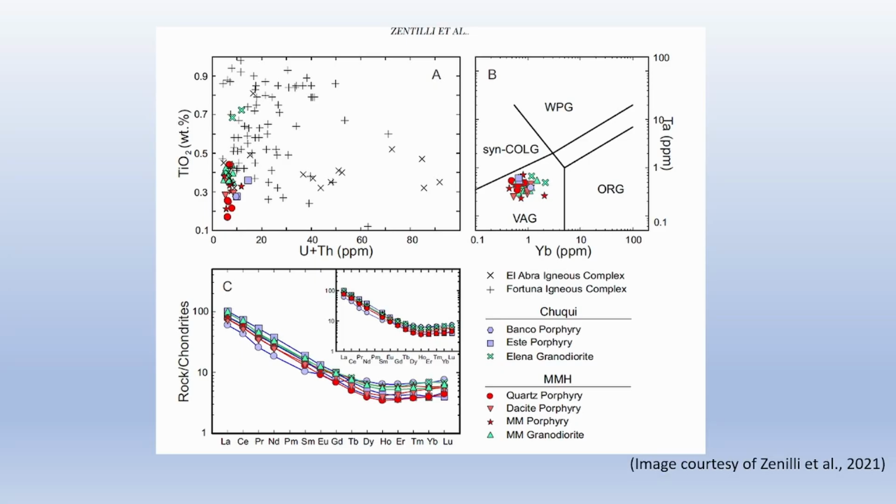We can see in these diagrams that potassic Triassic granodiorites, host rocks like Elena, plot along the same trajectory. These overlap across both host rocks and the Eocene intrusions, which implies a shared magmatic lineage, or maybe it's a sign of a pervasive geochemical homogenization.